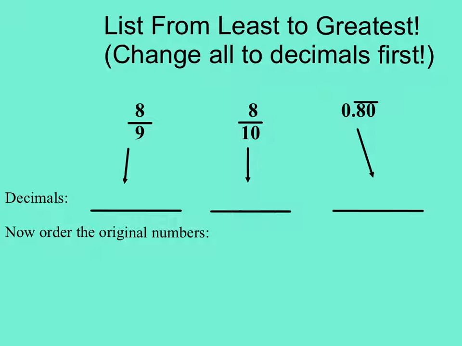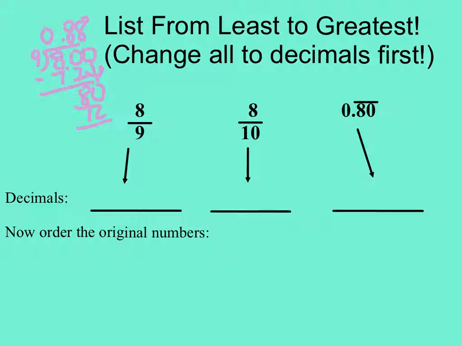So 8/9, we need to change that into a decimal. I can't think of anything that 9 can be multiplied by in order to get 100, so it looks like we're going to have to do a little bit of long division on this one. 8/9 would be 8 divided by 9. So we add our decimal point and our 0. 9 doesn't go into 8, but 9 goes into 80 eight times, that's 72. And then we subtract and bring down a 0. Then 9 goes into 80 again, 8 times, and that's 72.